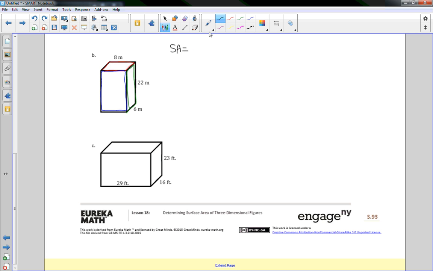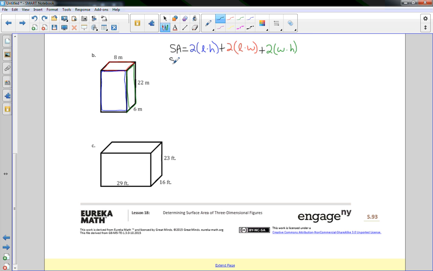Okay, so the surface area equals, I'll do the front and back first, 2 times length times height, plus top and bottom, 2 times, this is length and this is width, plus 2 times the right and left, which are width times height. Now I will calculate these.